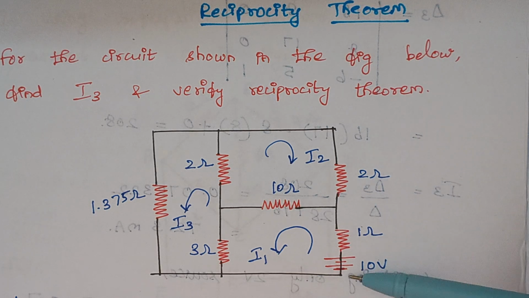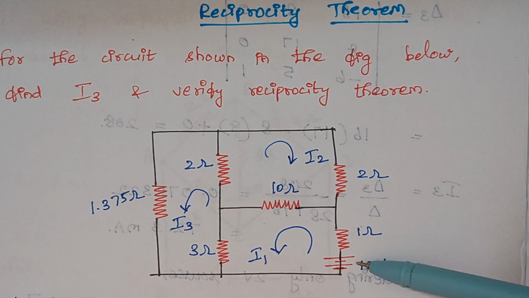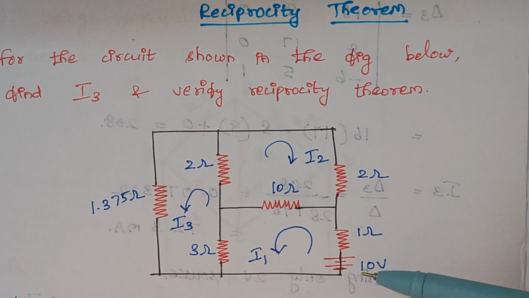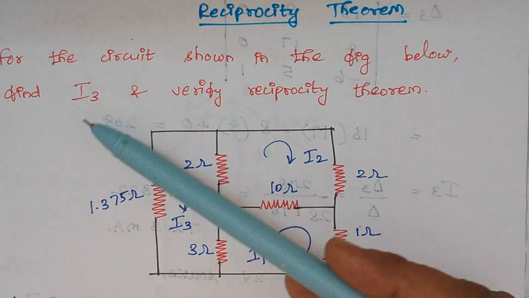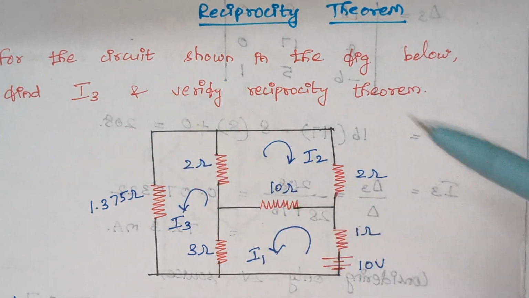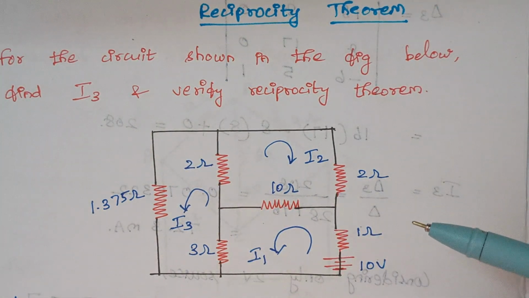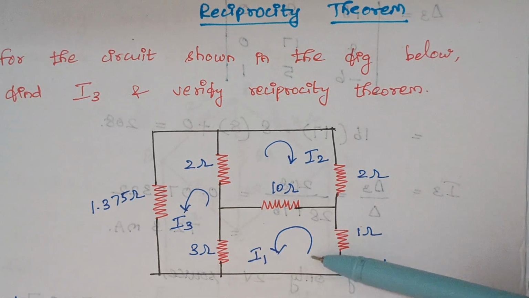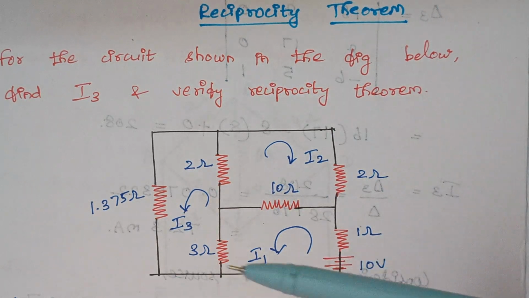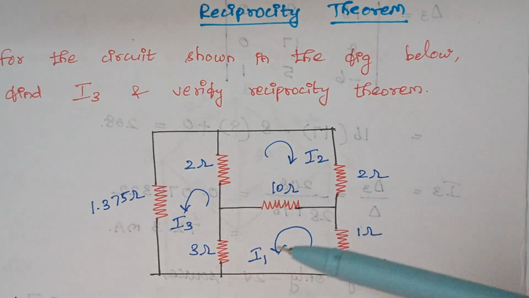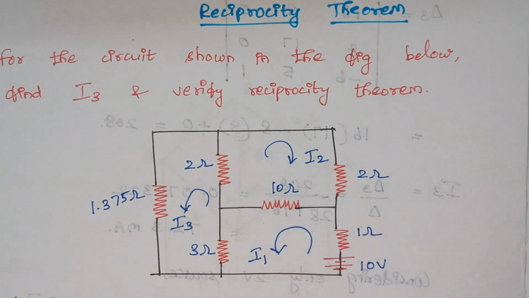Initially, let the source be in its original place and we will find the value of whatever is asked in the problem. For example, here we are asked to find I3. In the next step, we are going to shift this 10 volt source to some other branch, and again calculate the same I3. Finally, we check whether the value of I3 remains the same. So, we will go with this problem. When one problem is completed, you will get a clear idea about what is meant by reciprocity.